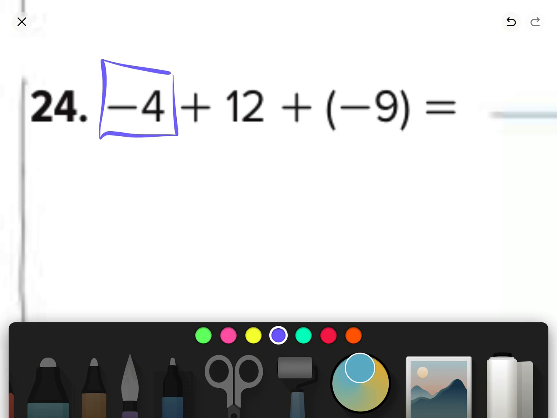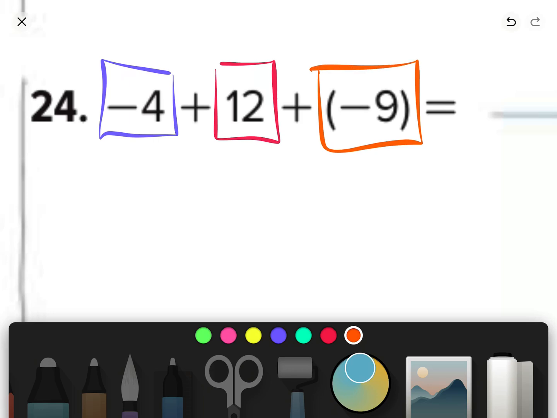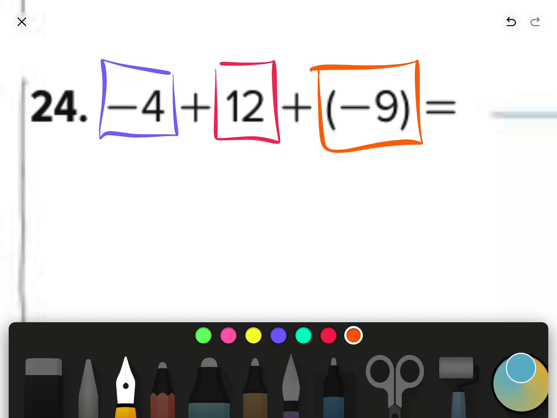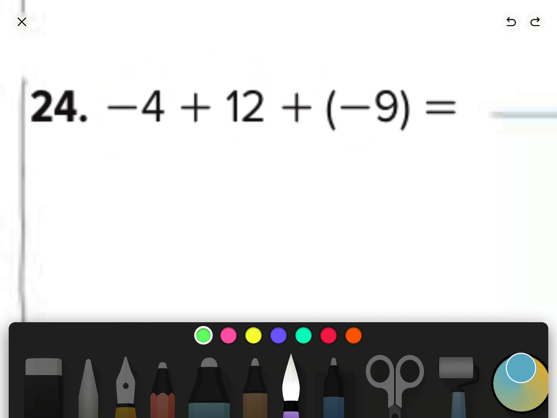I got a -4, I have a 12, and I have a -9, okay? Whatever way you want to do it is fine. You're going to end up with the correct answer. So you could do it a bunch of different ways. You could do both of your negatives first if you wanted to. You could do it as you go across from left to right. It doesn't matter, all right? So we'll just do that as we go across.